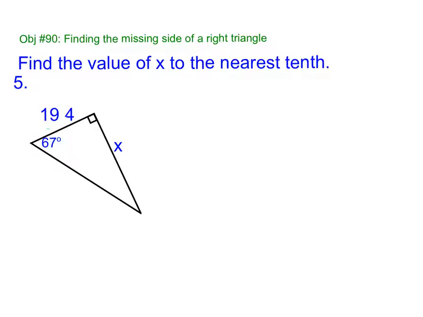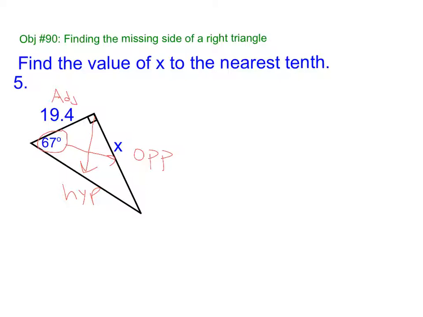All right, so same process as that last problem. I'm going to circle my angle. My angle is 67, and I'm going to label my triangle. Across from my angle is our opposite. Across from my right angle is my hypotenuse. Whatever's left over is my adjacent.